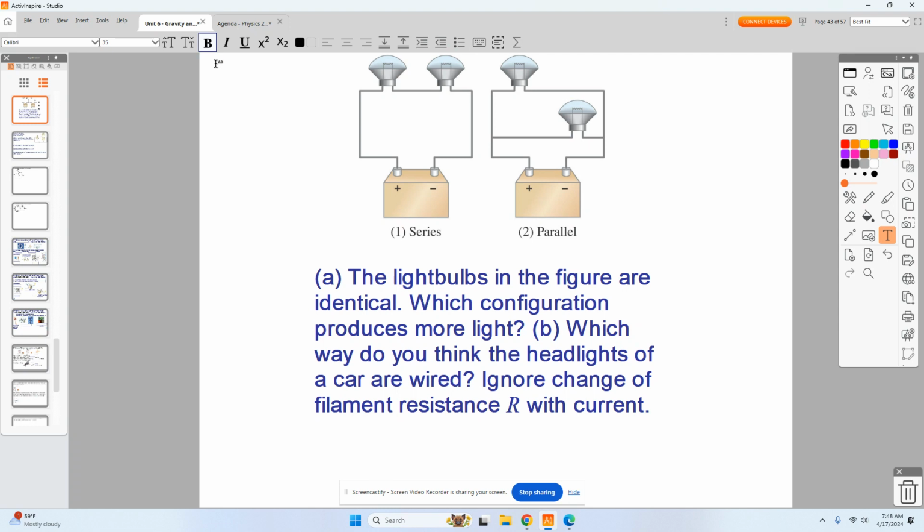Okay, so you mentioned two things. The current is greater, and the potential difference is greater? Across each bulb, yeah. Okay, thank you.